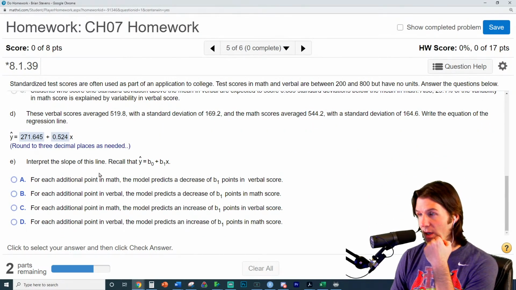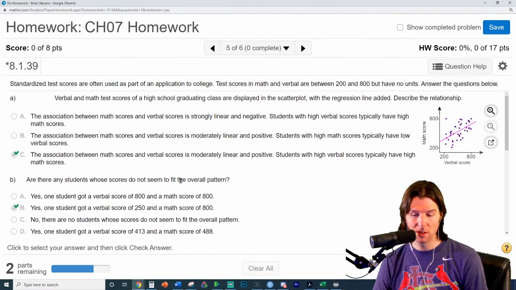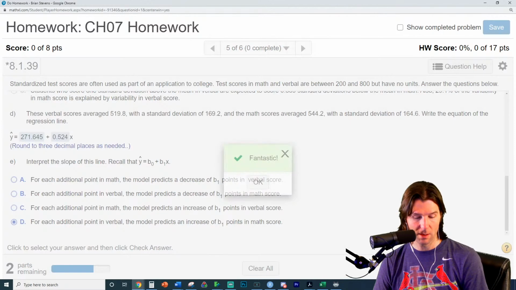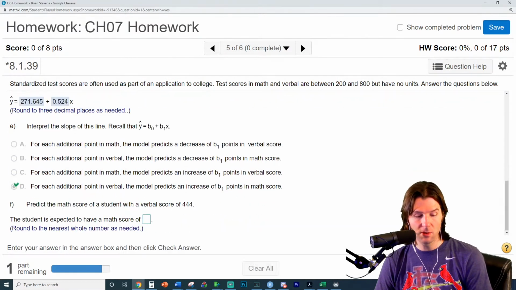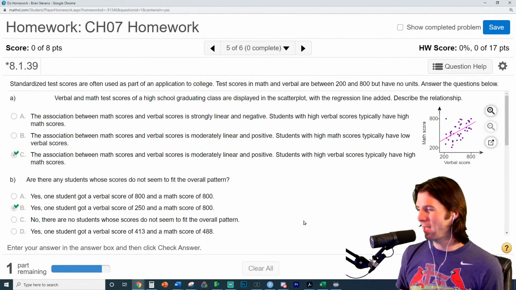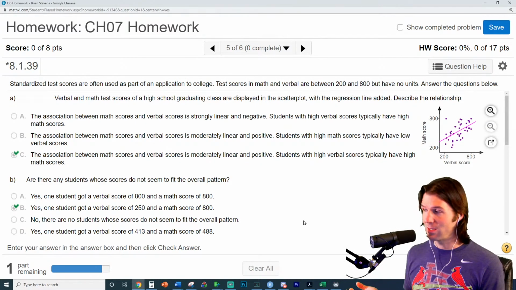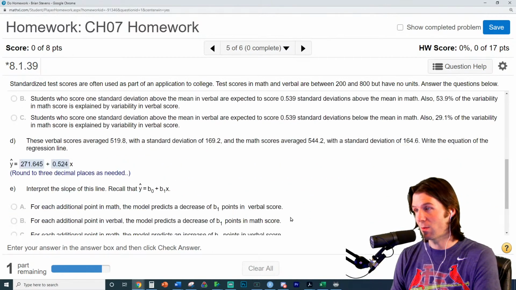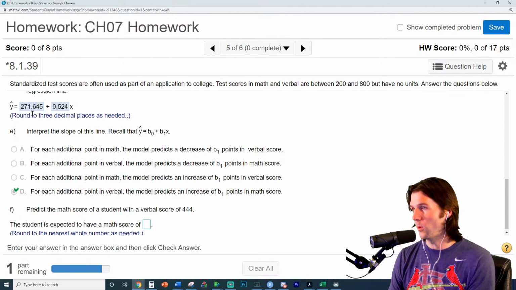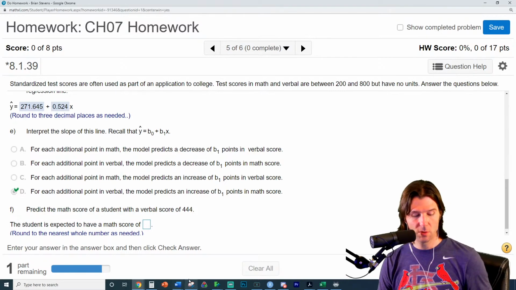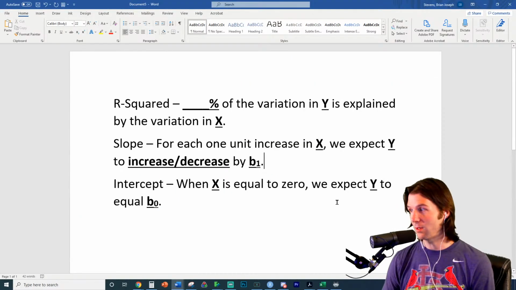So interpret the slope right here of the line. For each unit increase in someone's verbal score, so there's the verbal, we'd expect the math to increase. So verbal score, increasing math, I think we got it, good. Now the intercept, it doesn't ask for, but the intercept would be when someone has a verbal score of 0, which you can't actually have. You can't get a SAT score of 0, you can only get as low as 200. But when someone has a verbal score of 0, we would expect their math score to be 274.1645. So the intercept is illogical for this problem.